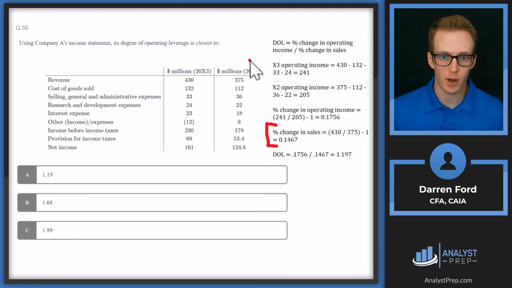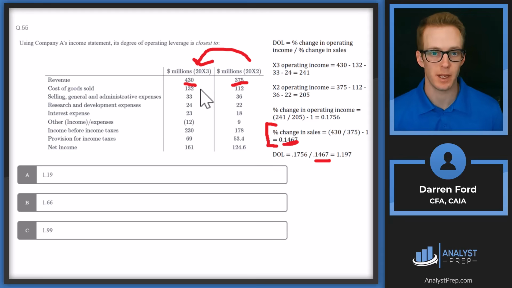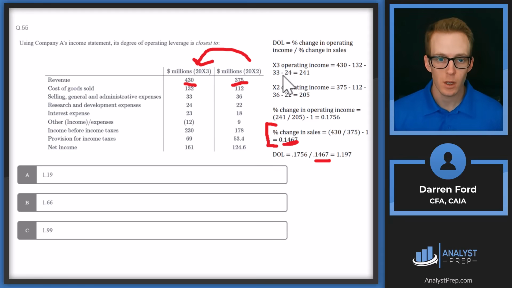So from 20x2 to 20x3, we've got 430 and 375. So we have 0.1467 as that number. So that'll end up in our denominator. And then for operating income, that's going to take a little bit more effort here since we're going to have to be working through all these numbers.